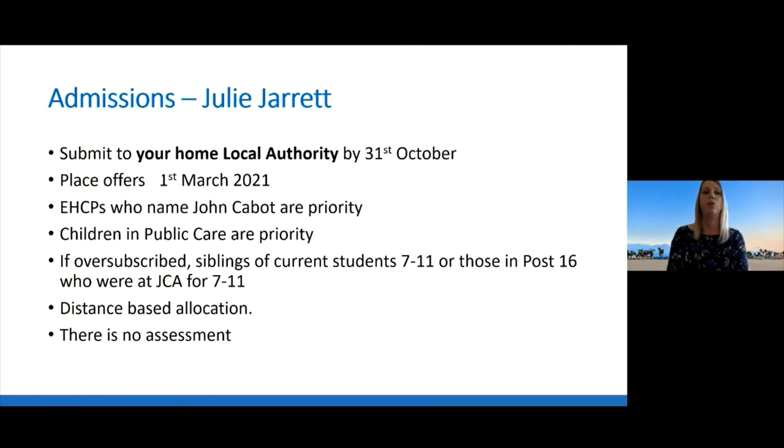Distances from home to the school are measured in a straight line between the address point of a child's home and a central point within the main school building. If we have more students applying, then where not possible to resolve the allocations by the above oversubscribed means, remaining places will be allocated on a random selection process. This will be supervised by an independent body. For more information on the admission process, please visit the John Cabot Academy website.